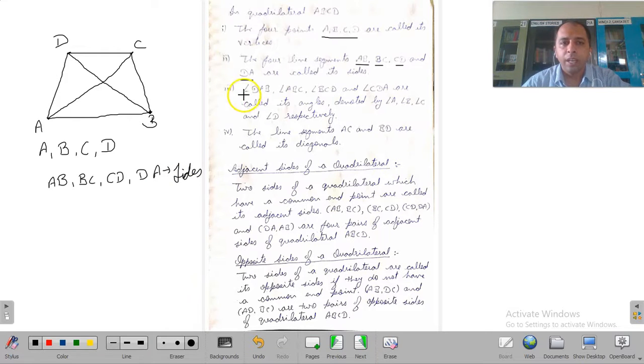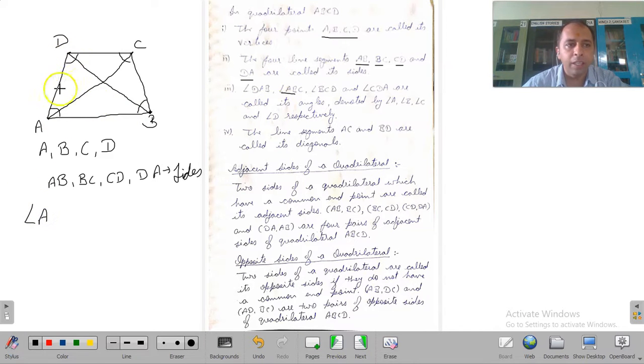Angle DAB, that means this angle. Angle ABC, that means this angle. Angle BCD, that means this angle, and CDA, that means this angle, are called its angles. So these are the angles of a quadrilateral and they are usually denoted by angle A.